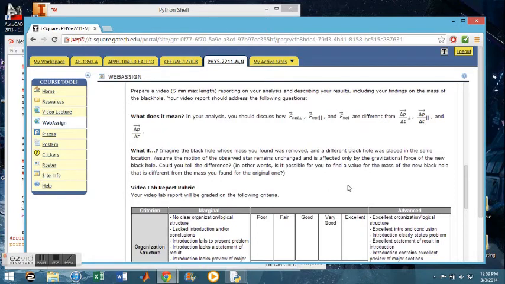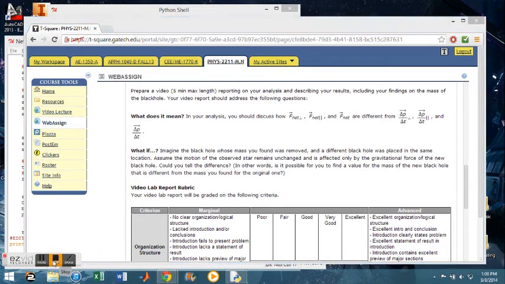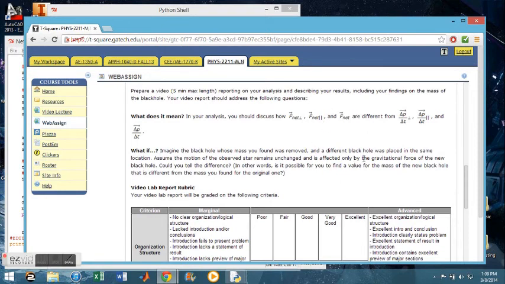So the cause of the motion is unchanged, and that means that the black hole's mass must remain unchanged because nothing else is changing in the universal law of gravitation. So we would not be able to tell any difference because there would be no change in the motion of the star. Because there is no change in F net, nor the motion of the star, we would not be able to tell any difference whatsoever.